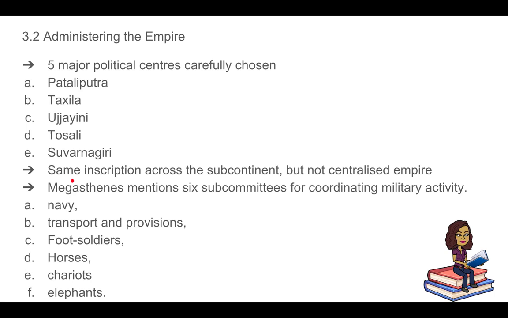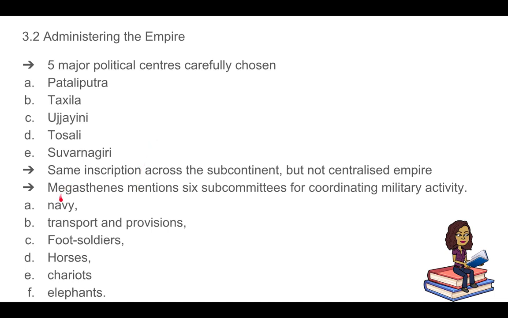When we look at Ashokan inscriptions, we see the same inscriptions scattered across the subcontinent. But given the primitive means of transport and communication, most scholars today agree that the extent of the empire might have been quite large, but it was not a centralized empire. There had to be some decentralization. Perhaps administration was strongest in and around these five political centers. But as you moved away from these centers, perhaps imperial control weakened.